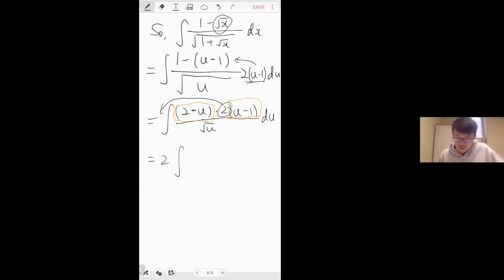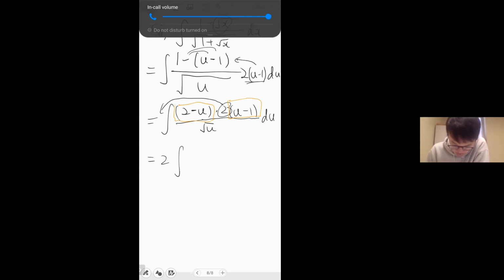How did I get 2 minus u? This is 1 minus u minus 1. So if you distribute the negative sign, you get 1 minus u plus 1. And so it's 2 minus u. Does that answer your question, Ryan?